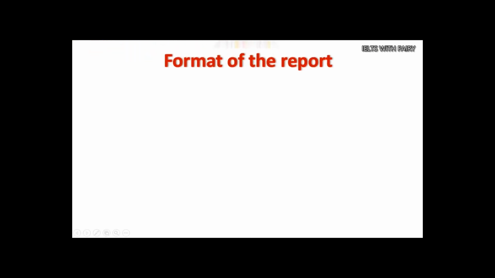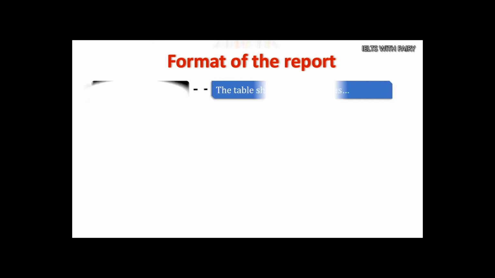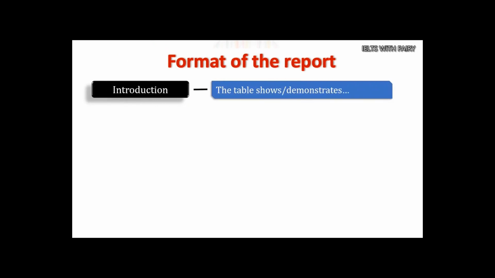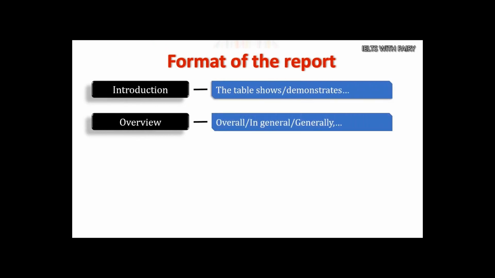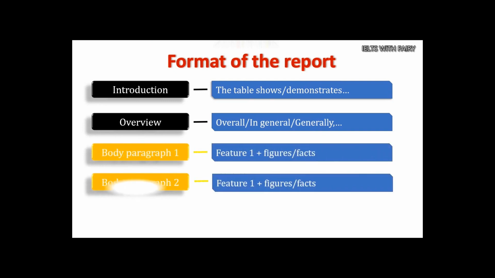Okay, so here are some things to remember when you write task 1. What is the format of the report? We have the introduction as the first paragraph. The second one is the overview, or you can combine the overview sentence into the introduction. And then we have body paragraphs. Here I put body paragraph 1 and body paragraph 2. It doesn't mean that we must have 2 body paragraphs. We can have 3 or 4. It's up to you. It depends on the features of the data that you can find out.